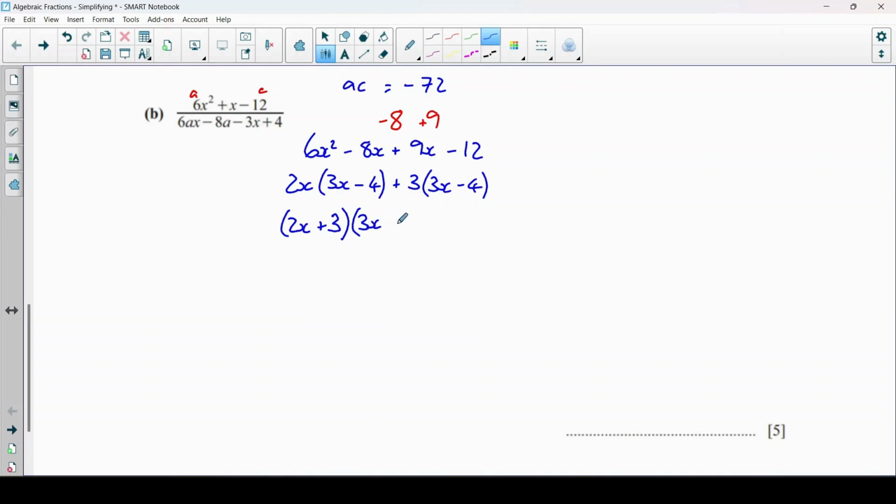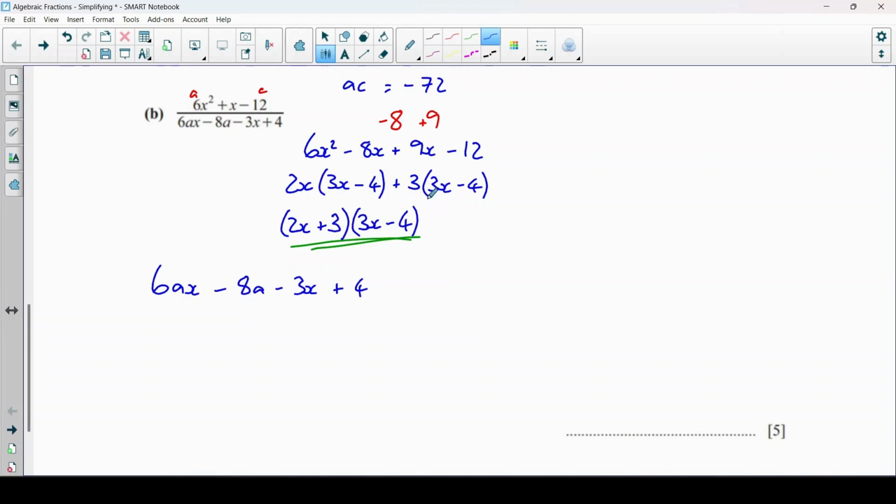3x minus 4. If what I did is a bit of a mystery to you, you need to go and watch the clip on factorising quadratics, and that'll explain a lot more about this AC method. So that there is the top of the fraction. Now I'm going to work with the bottom. So we have 6ax minus 8a minus 3x plus 4.